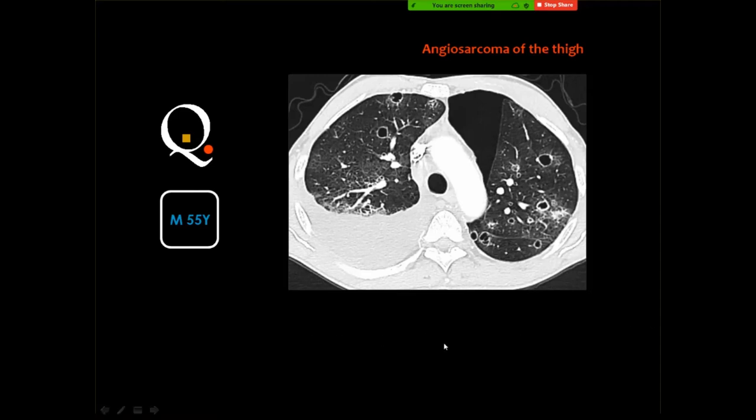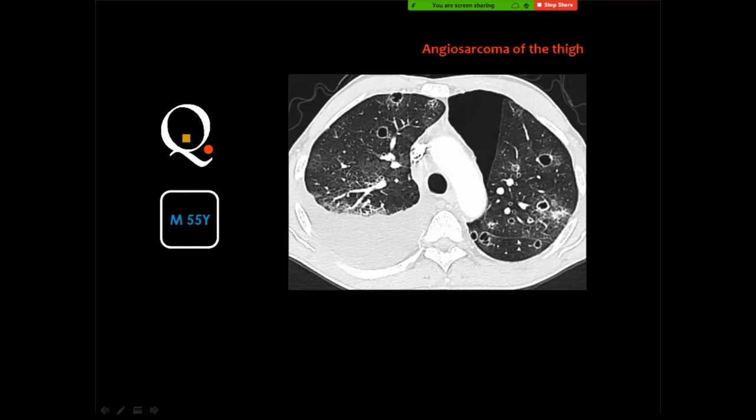And this? Cavitary lesions, multiple cavitary lesions. Yes, there are multiple cavities in both lung fields, and there is also a pleural effusion and some pneumothorax. What do you think? Cavitary metastasis. Metastasis from what? Angiosarcoma. Yes, the patient had angiosarcoma of the thigh.